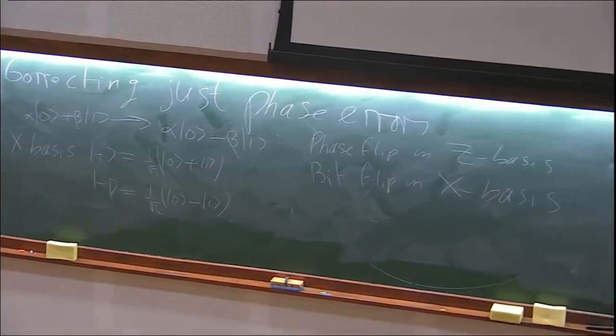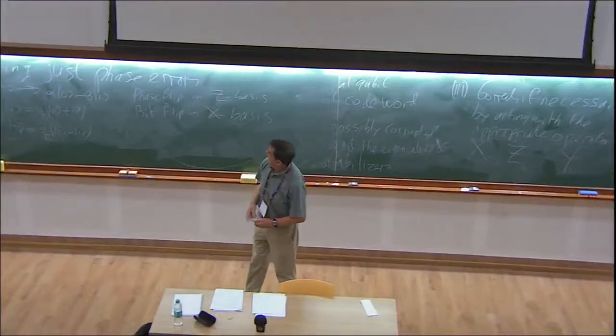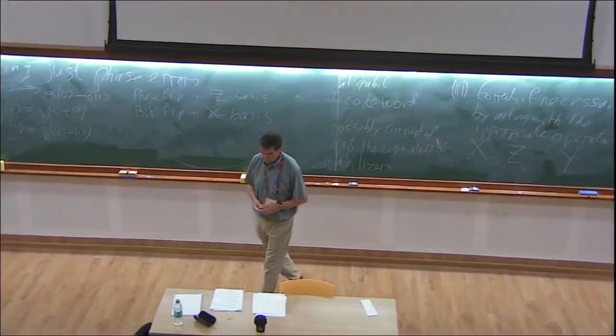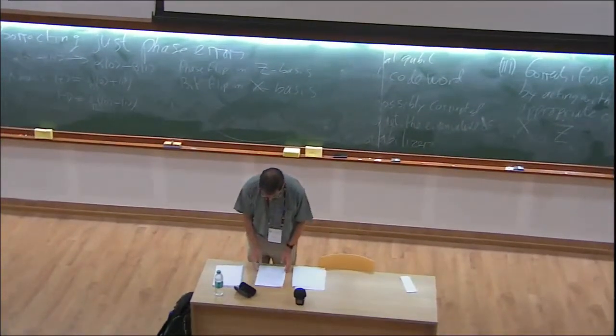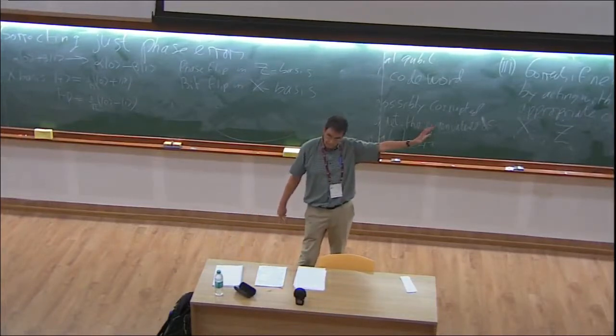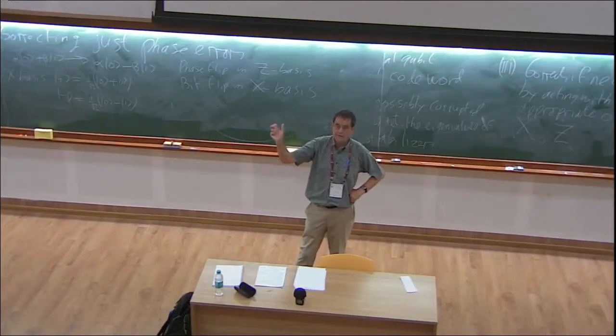How do we transform from z basis to x basis? We use these Hadamards. So you're saying I have a phase of pi here. So what we're going to do, in the final version, which we haven't got to yet, is be able to correct arbitrary phase errors.